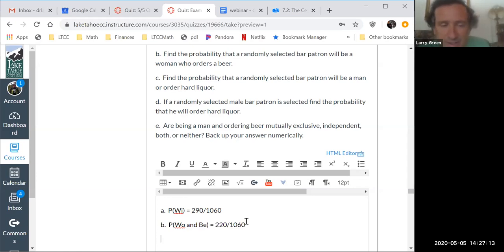It's not supposed to be a trick question. It's just, can you read the words and understand what they say? C. Find the probability a randomly selected bar patron will be a man or order hard liquor. So that's the probability of a man or hard liquor, and there's a formula for that: the probability of a man plus the probability of hard liquor minus the probability of man and hard liquor.